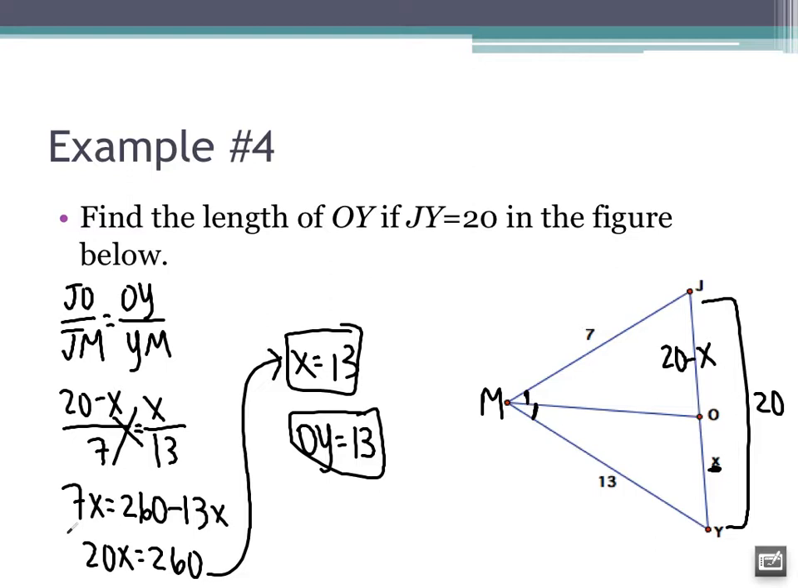Okay, so today we learned 3 proportionality theorems, 3 theorems we can use to set up a proportion and then solve for missing sides. When you come into class, we're going to do a few examples.